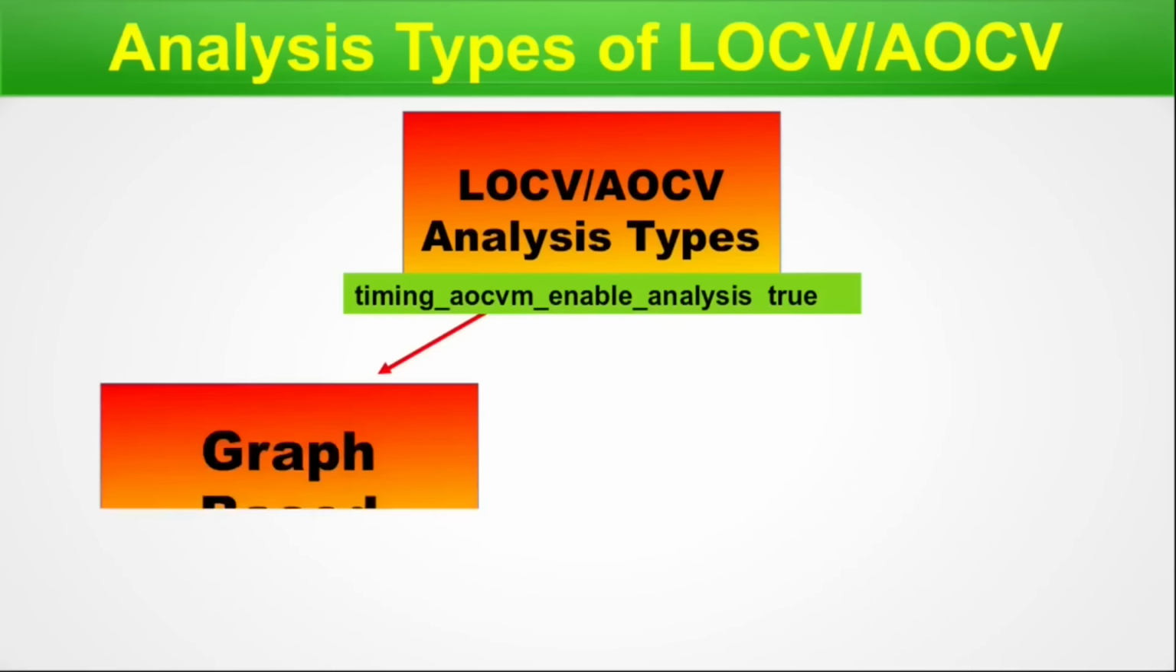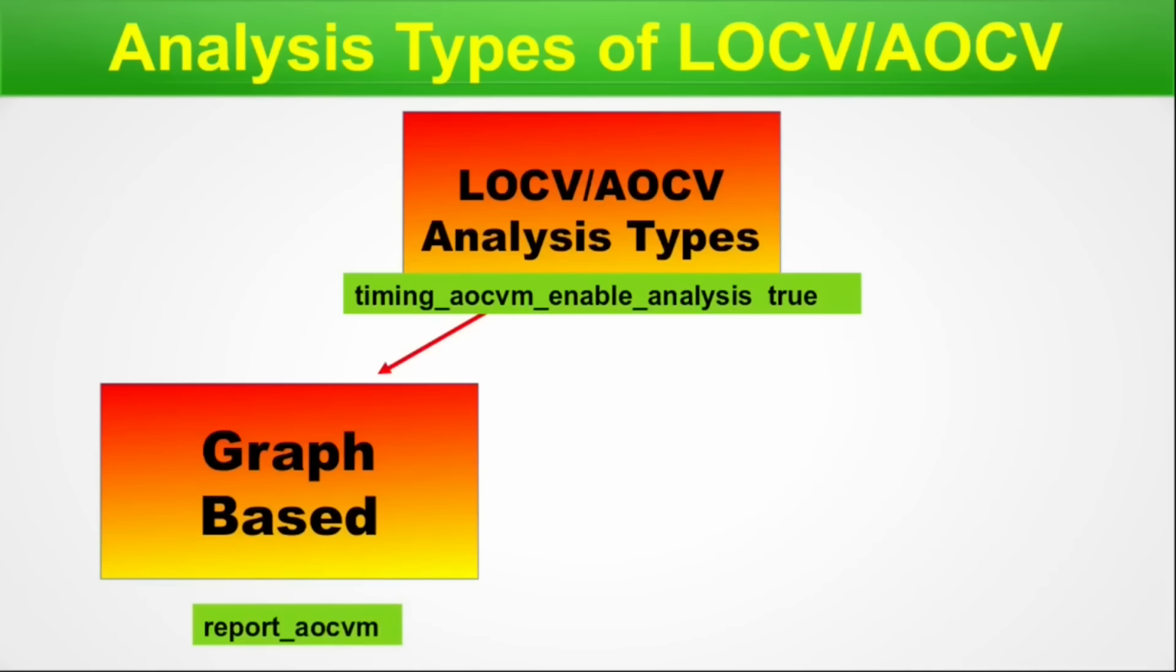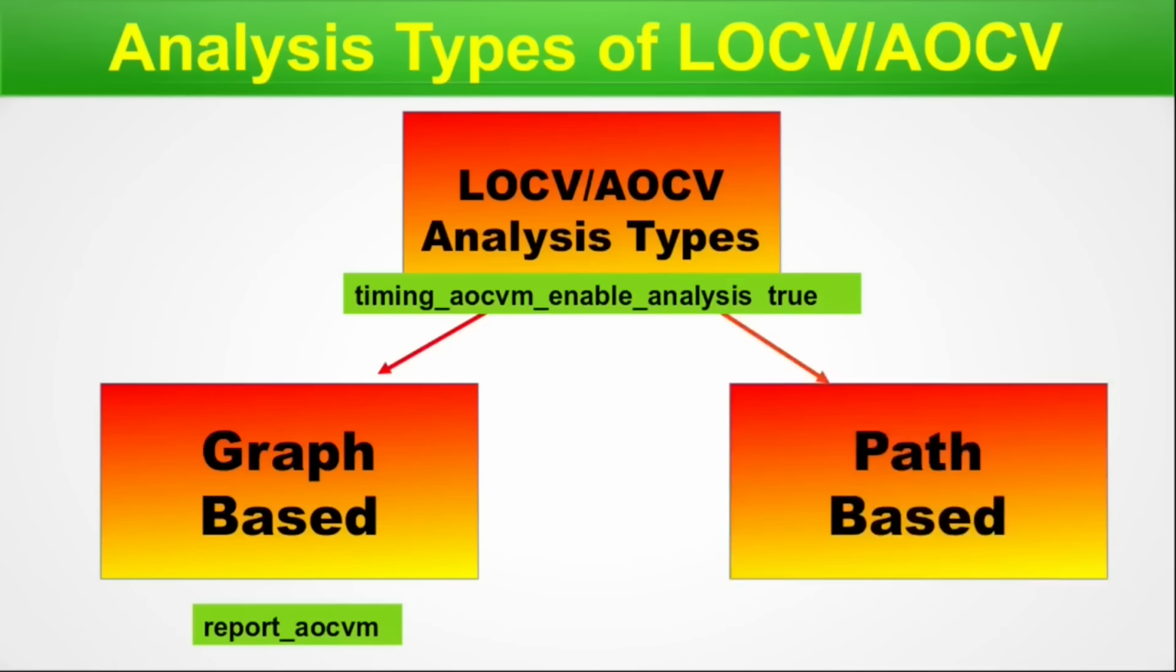Now, the first type is graph based. As we mentioned, to initiate this particular method, we use report AOCV and this particular command. The first command already invoked enables AOCV, and the second one invokes the graph based method. The second method is the path based method, which is invoked by report timing and then dash PBA mode path. This way you can invoke the AOCV method inside the STA tool.